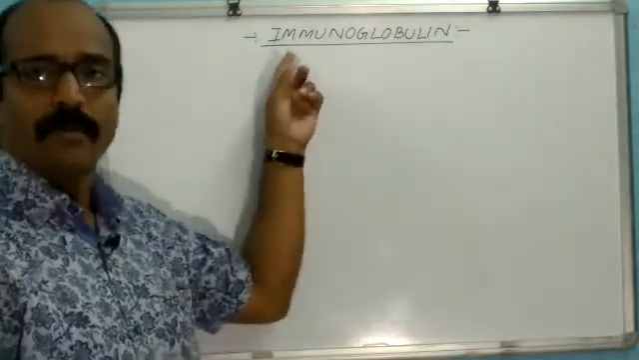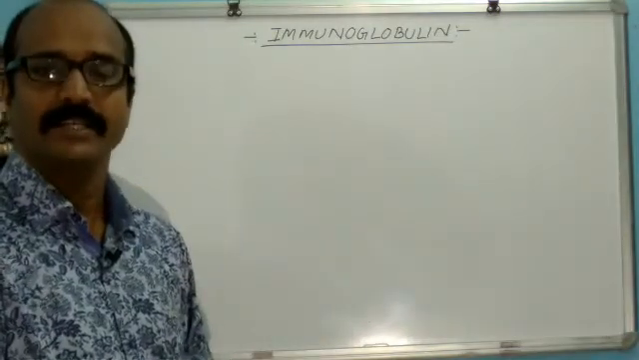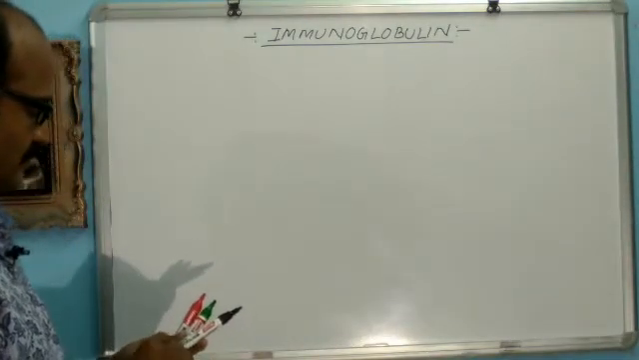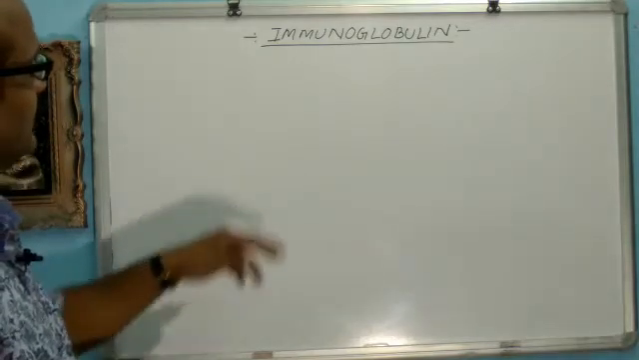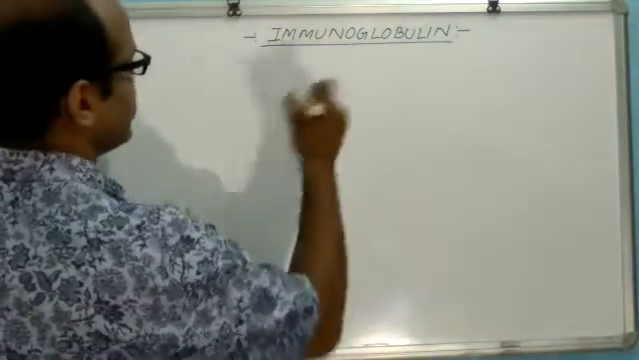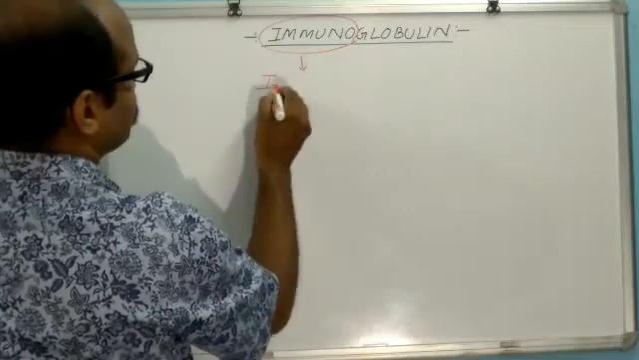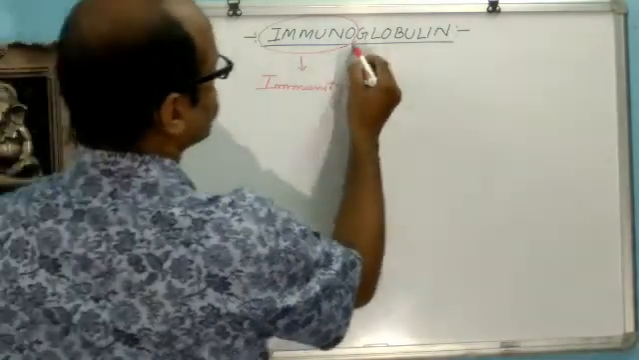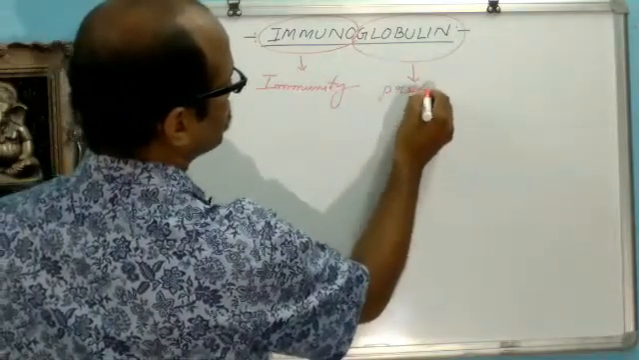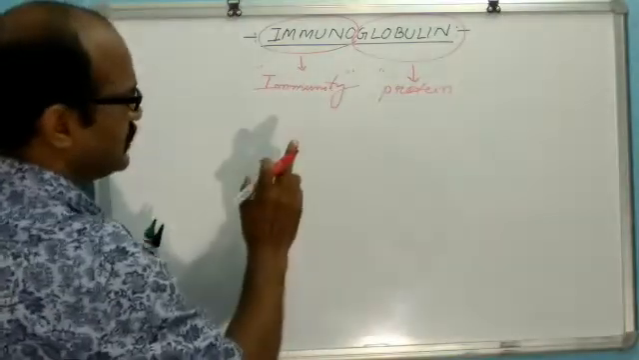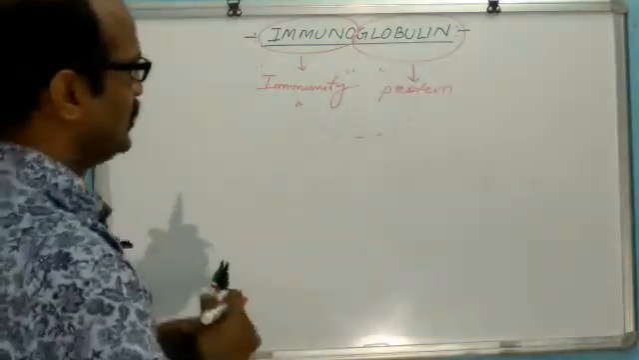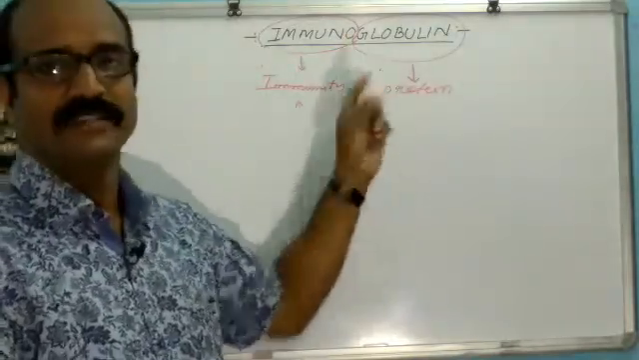Today, I will be talking about different types of immunoglobulins and their function and a little bit of structure of immunoglobulins. So let's start. What is immunoglobulin? If you observe the term itself, immuno indicates immunity, and globulin indicates protein. That's why you can say the proteins involved in the immune system may be known as immunoglobulins, right?